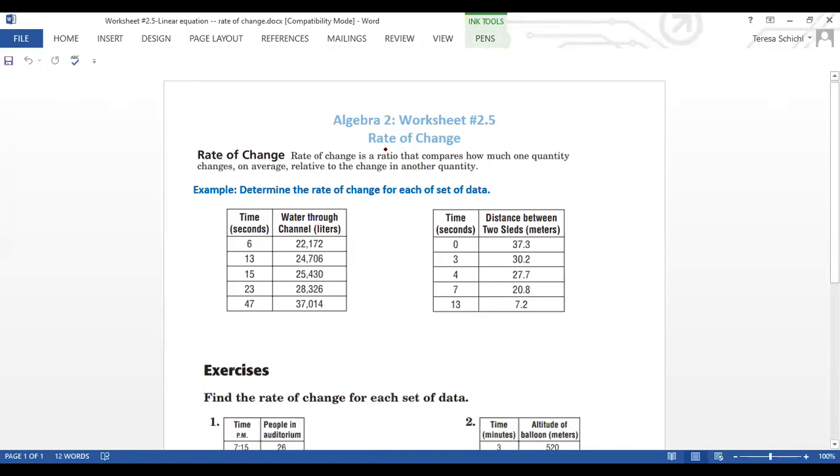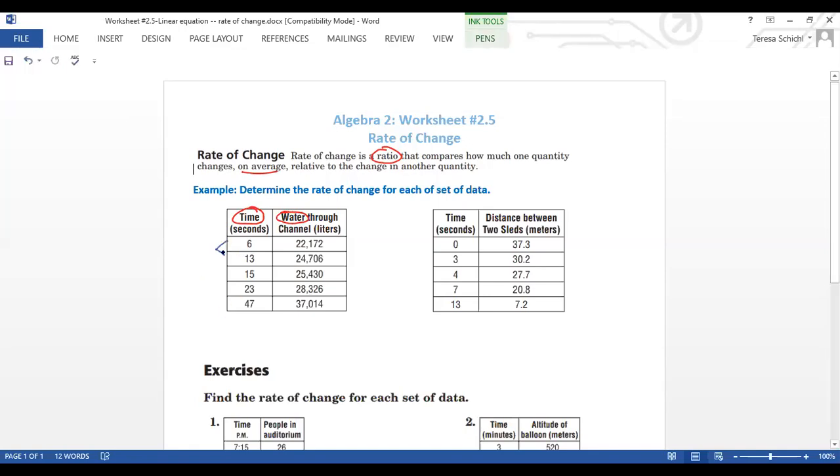The rate of change is a ratio that compares how much one quantity changes on average relative to the change of the other quantity. For example, in our first example, the first variable is time, and the next variable is how much water in liters. So when the time changes, how much does the water change? What is the rate of change? When we do this kind of problem, let's take a look here.